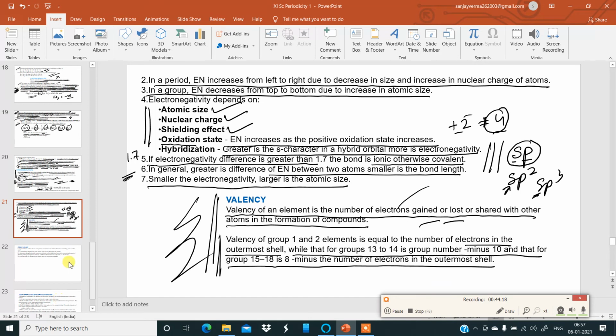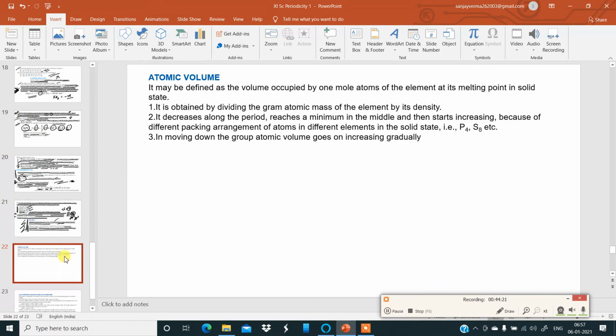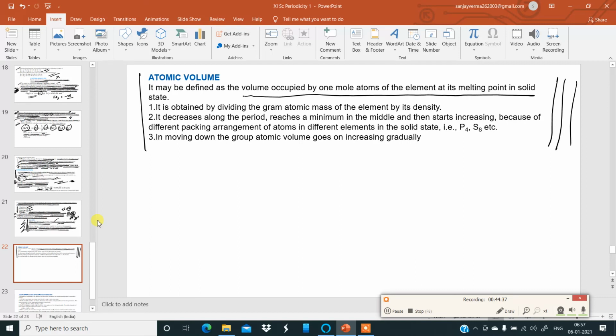Okay. Now, atomic volume. This is one word we will be coming across this full year in class 11 as well as in class 12. This atomic volume is defined as the volume occupied by one mole atom of the element at its melting point in solid state. It is obtained by dividing the gram atomic mass of the element by its density.